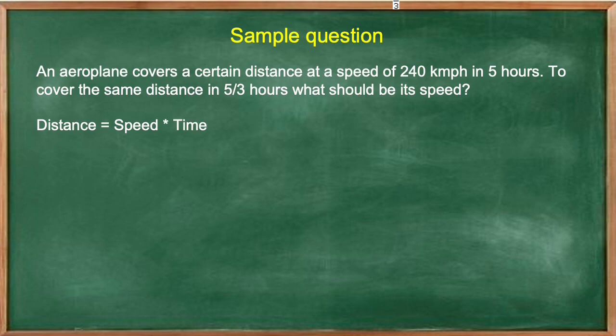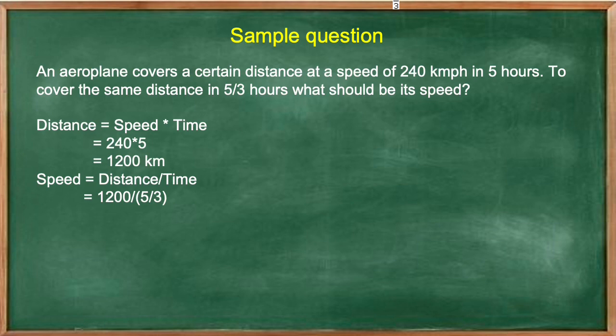Distance is equal to speed into time. Speed is 240 km per hour and time is 5 hours. So the distance is equal to 240 into 5, which is equal to 1200 km. Now distance we have calculated, which is 1200 km, and time is 5 divided by 3 hour. So speed is equal to distance divided by time, which is equal to 1200 divided by 5 by 3, which is equal to 720 km per hour. So our answer is 720 km per hour.